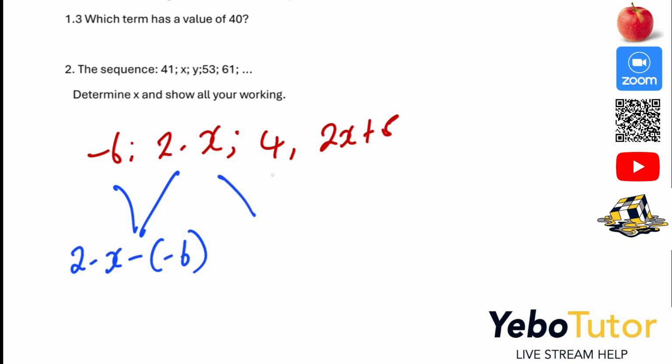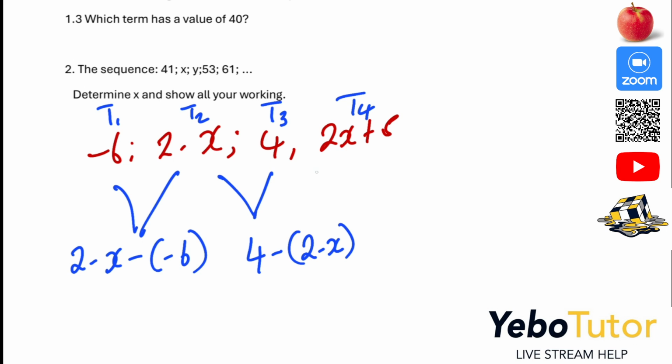Then again, we do this other part, term 3 minus, because you still remember t1, t2, t3, t4. So that will be t3 minus t2. So that will be your 4 minus, again, put the brackets for the previous term, which is t2 in this instance. That will be 2 minus x. Then, of course, you can now get another difference, which will be t4 minus t3. That will be 2x plus 5 minus 4. That would be your first constant difference.